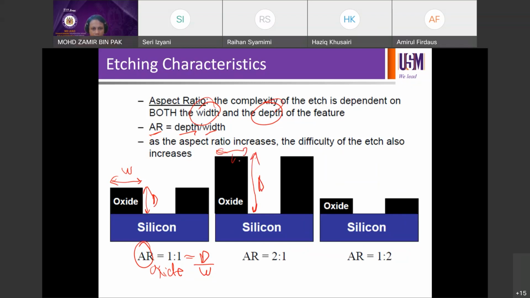Same width, but then your depth is double. So your aspect ratio is then 2, or 2:1. Or you can just say aspect ratio equals 2. That means 2:1.